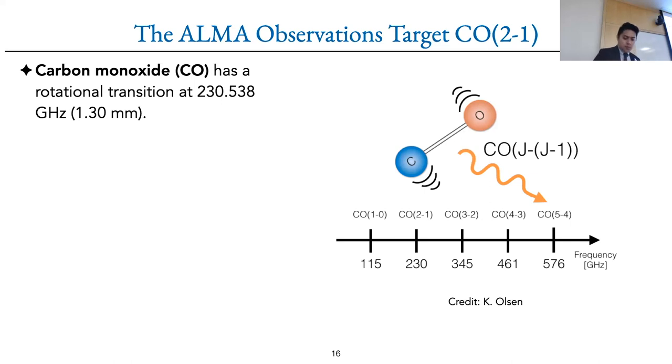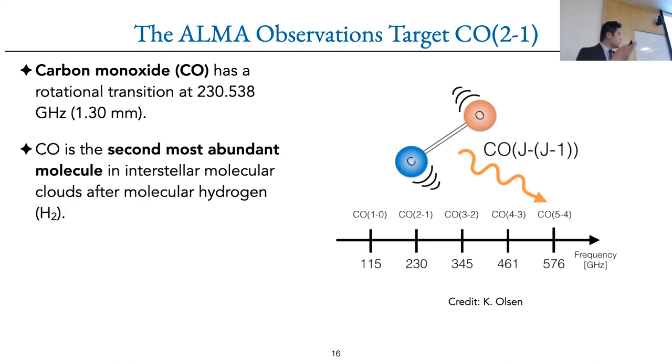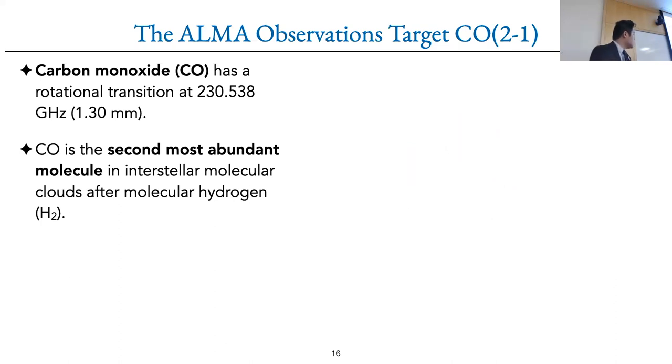Now, carbon monoxide is the second most abundant molecule in these molecular clouds that we probe after hydrogen. Unfortunately, hydrogen does not have a dipole moment because it's two hydrogens attached to each other, so there's not an electronic transition that we can readily use in the wavelengths that ALMA probes. And so we settle for CO, but maybe not settle, because CO is pretty awesome.